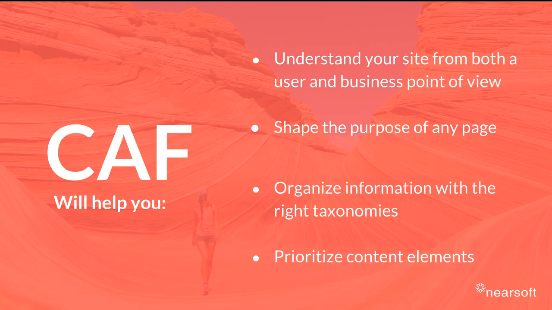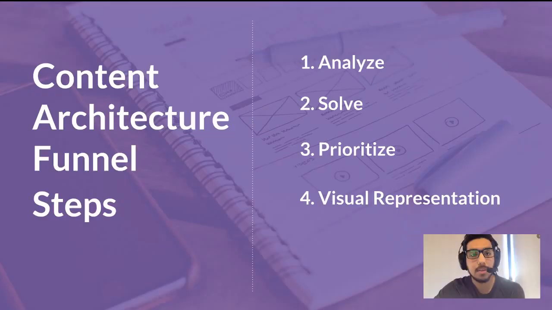So we need to put the user's goals and the business goals on the same level of understanding, so we can deliver users what they really need, but also not forget the goals of the product. And well, this method helps us to prioritize content elements, organize information with the right taxonomies, and shape the purpose of any page, but also understand the problem of what we're going to do. And it consists of 4 steps, which we're going to explain.